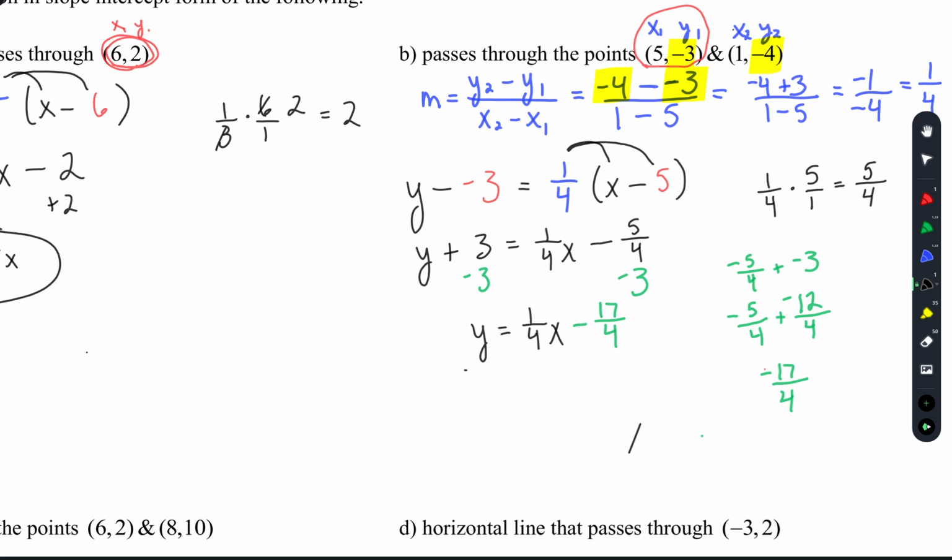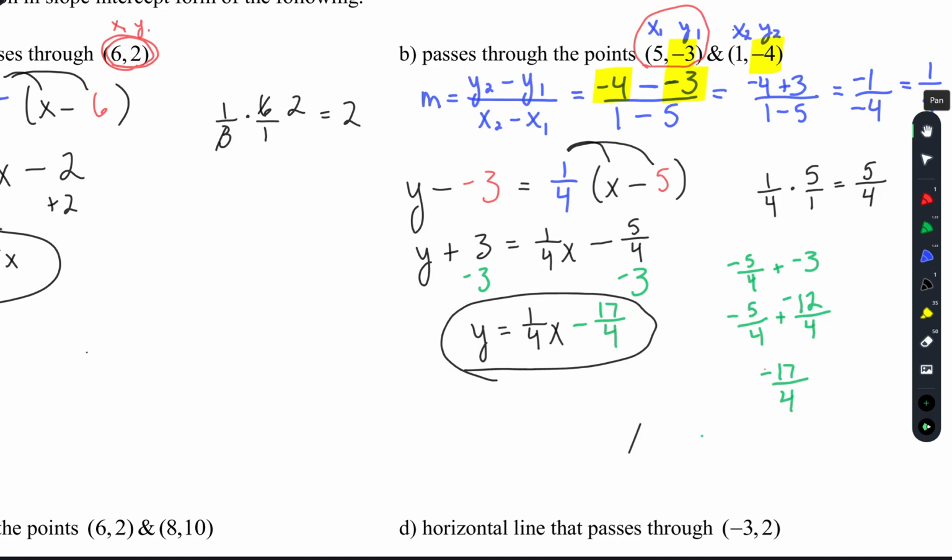-17/4. Disgusting. Okay. That one's pretty tough with the fraction work, don't you think? So when you multiply across. When you add or subtract, you need a common denominator, okay?